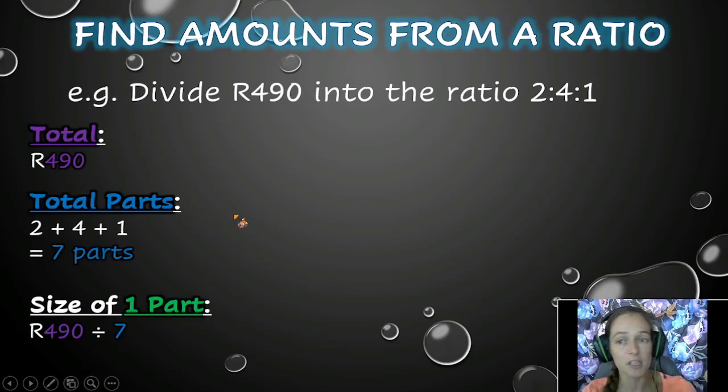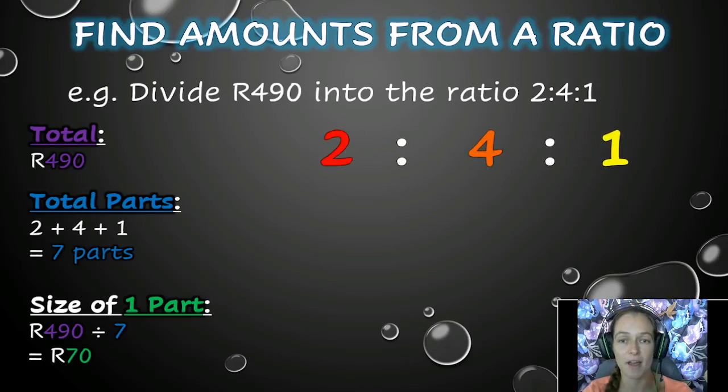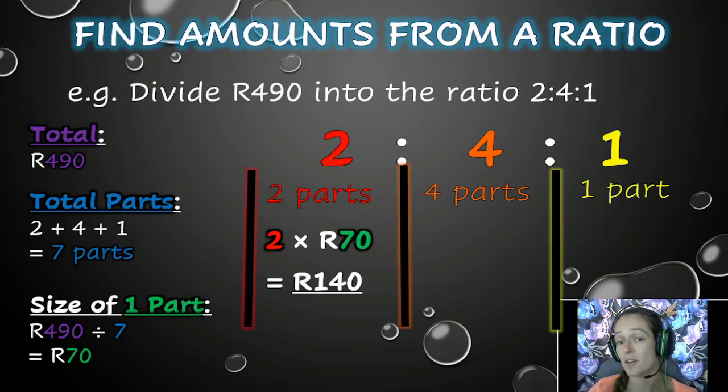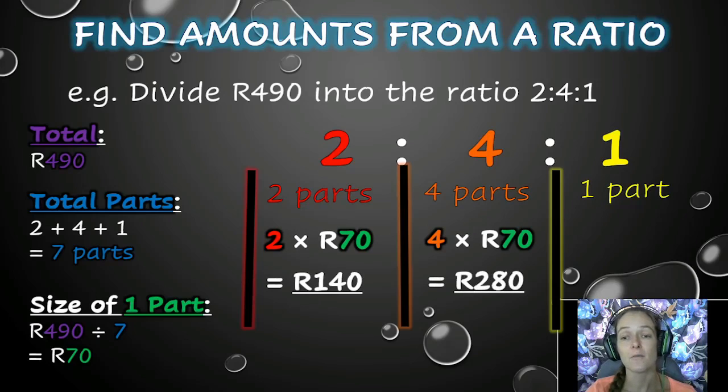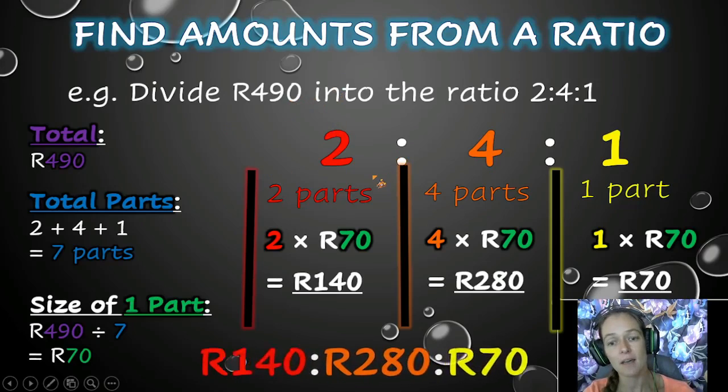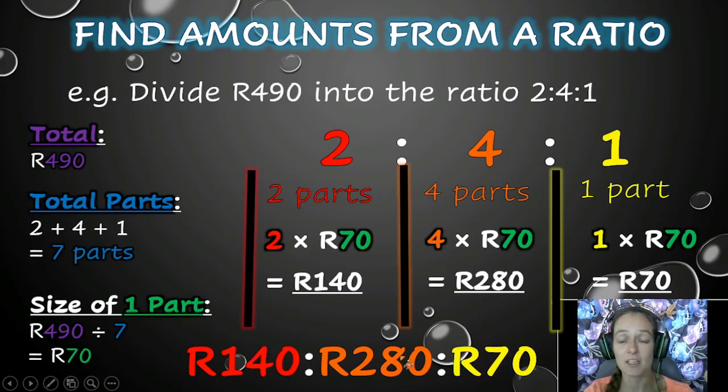And how big will each one of those parts be? So we divide 490 by 7 to get the 70 Rand. Okay, so one part is 70 Rand. And I think it's pretty easy to figure out then that 2 parts is going to be 140, 4 parts 280, and of course the 1 is 70. So this is actually kind of an anti-simplification, and what you end up with is the amount of money each person would get. And if you add these numbers up, you will indeed get 490. That's a check you should do before you hand in your work.